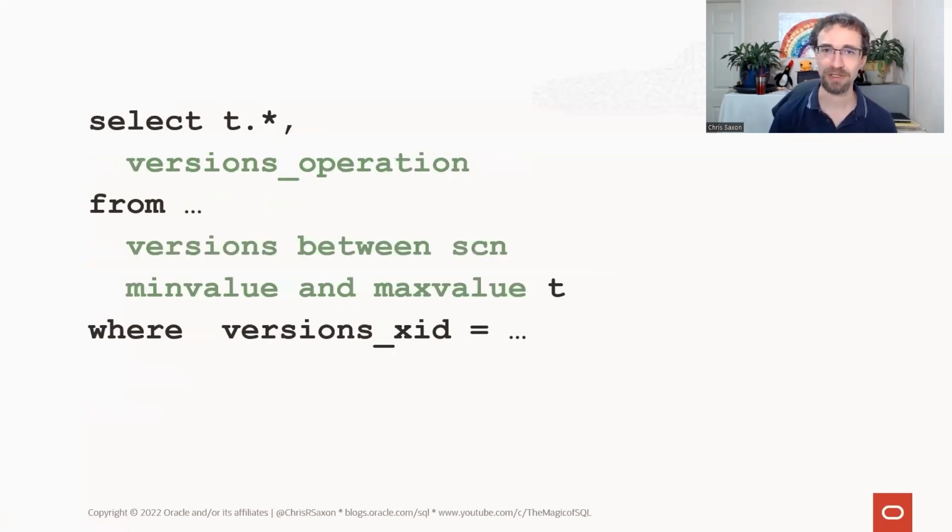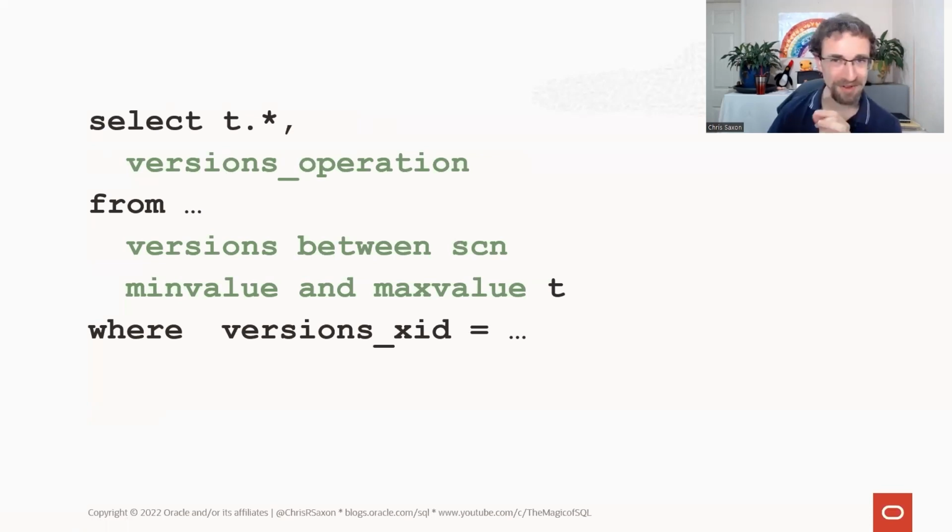Well, another neat little trick you can use is flashback query. With this versions between syntax, we get all the changes made to the table within that time frame. And by looking up a particular transaction ID, if you know the transaction ID for your merge, you can see what that operation was: the versions operation, insert, update, delete. And as long as this is the only operation on that table in that transaction, you can get the split and see what's happened here. So this is pretty neat and pretty cool.